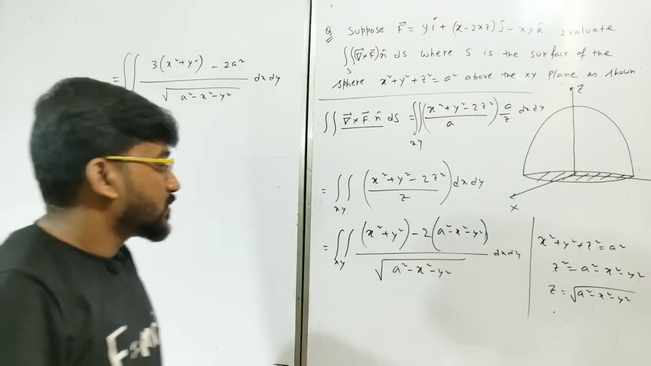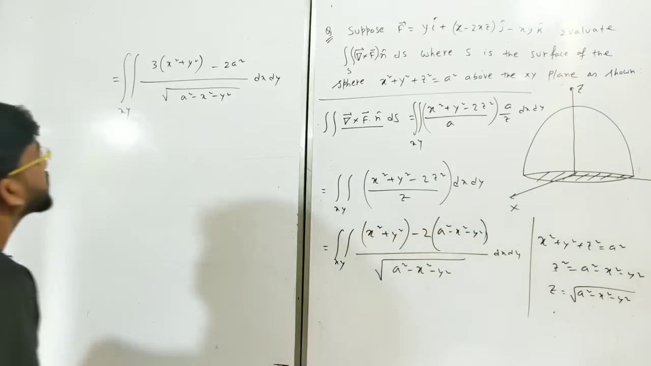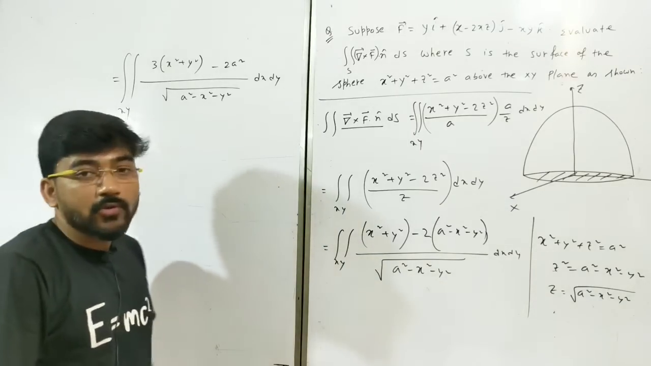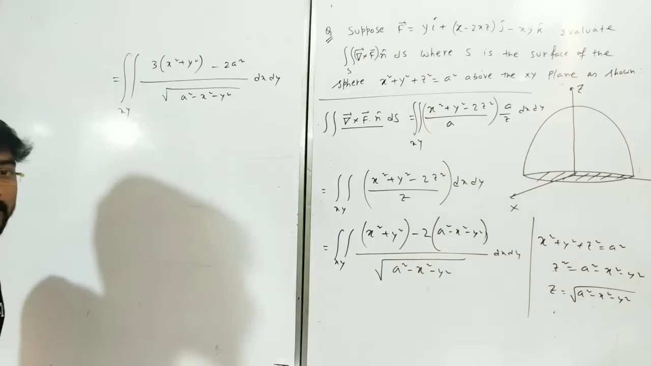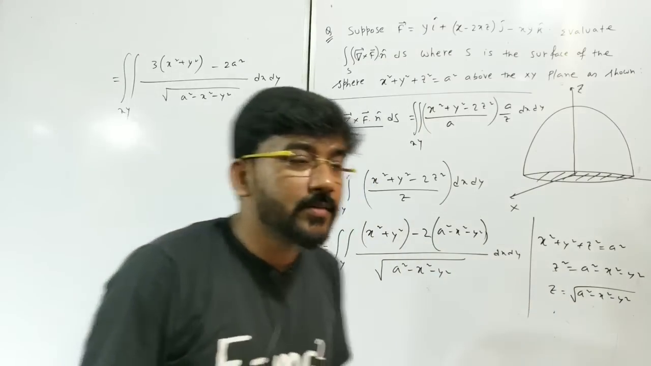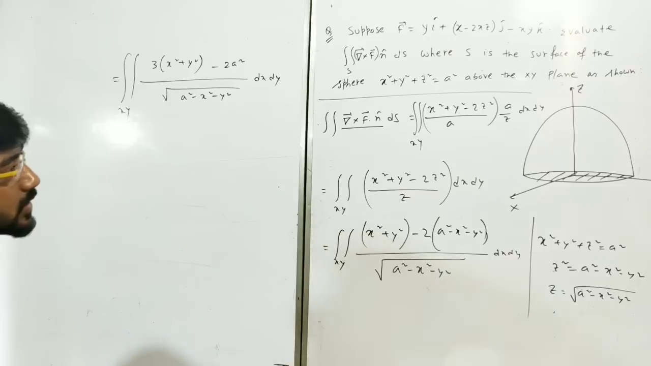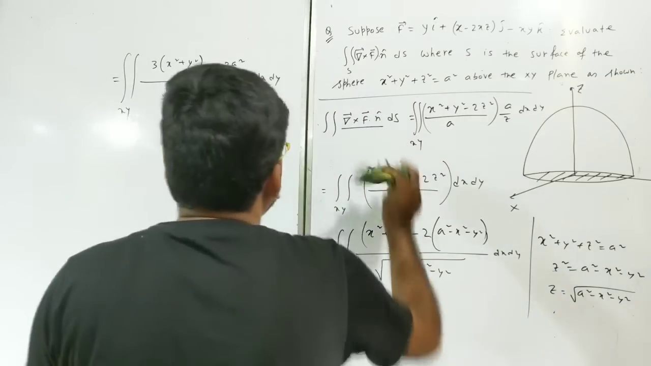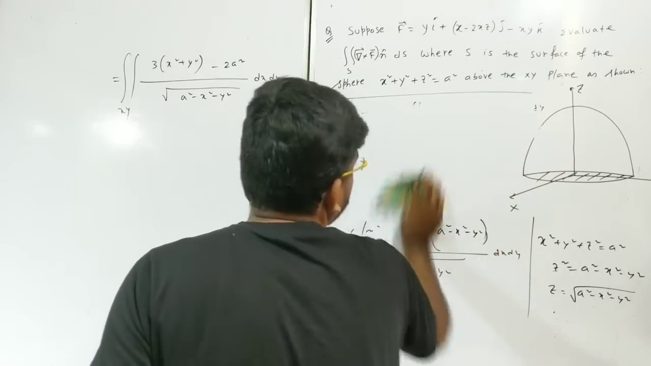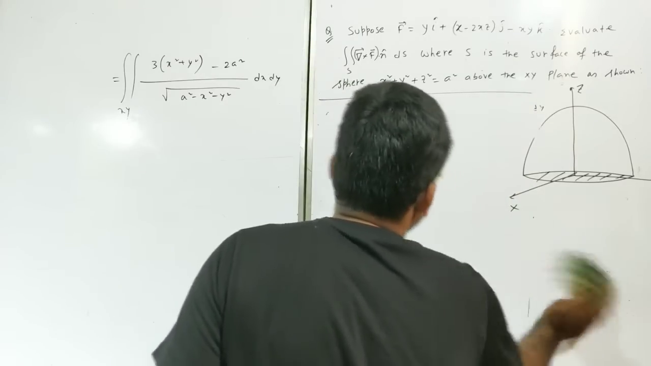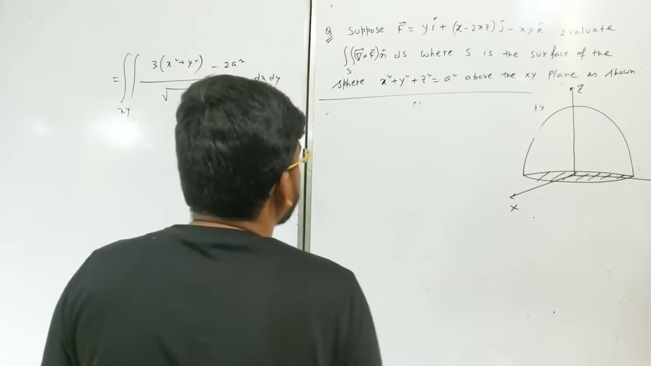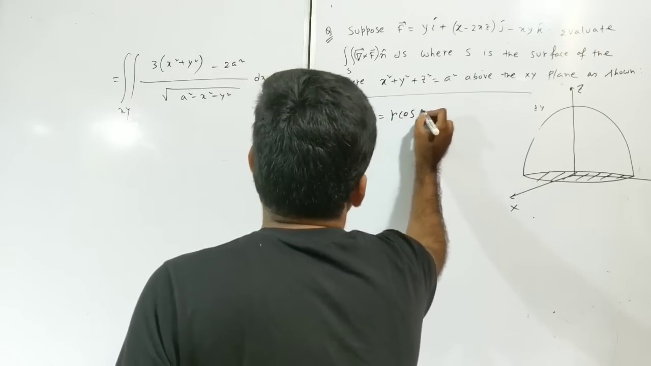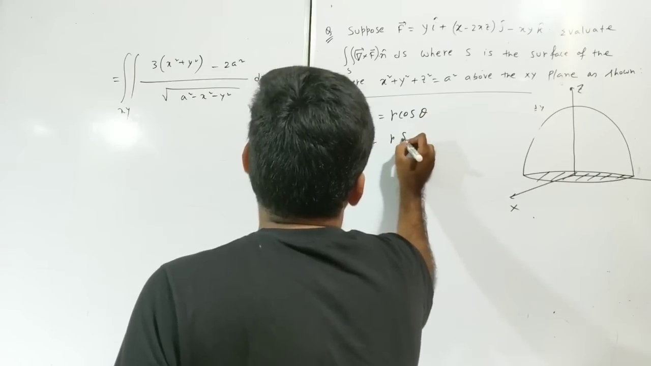Now you just have to do this integration. It will be better if you convert this integration into polar coordinates. For that, you can take x is equal to r cos theta and y is equal to r sin theta, and put that in here.